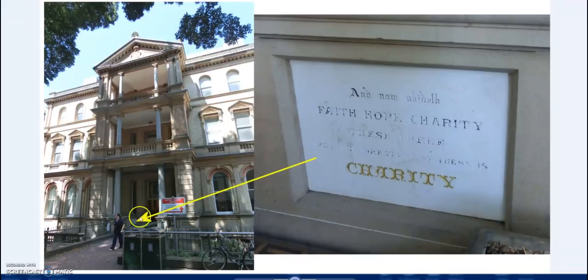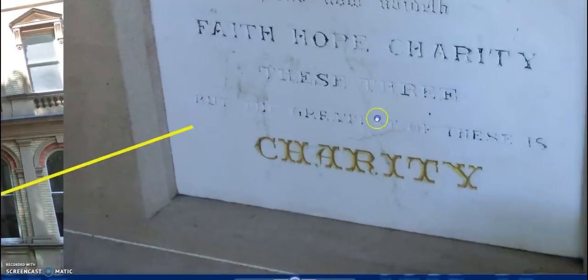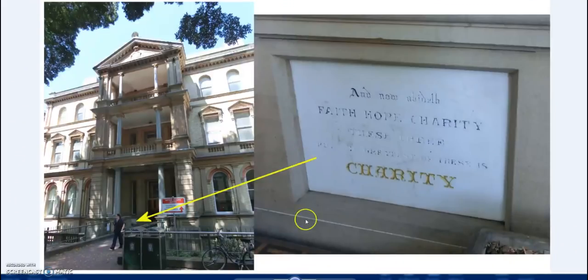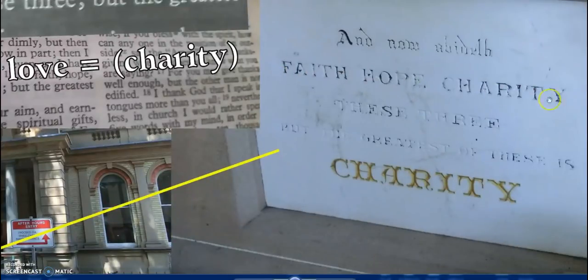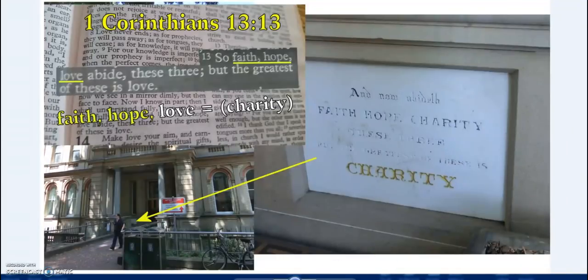Now, down there at the entrance we have, "And now abideth faith, hope, and charity, these three, but the greatest of these is charity." And again, we can go back to Corinthians, 1 Corinthians 13:13, faith, hope, and love, or faith, hope, and charity. It's basically just been lifted, that quote there. So faith, hope, and love abide, these three, but the greatest of these is love. And faith, hope, and charity, these three, but the greatest of these is charity.